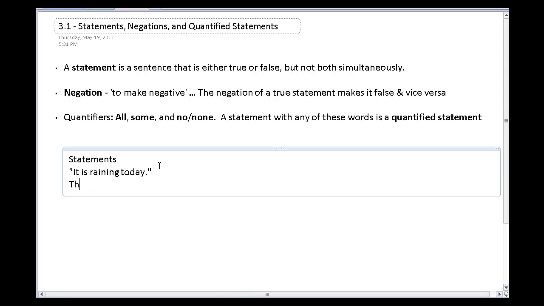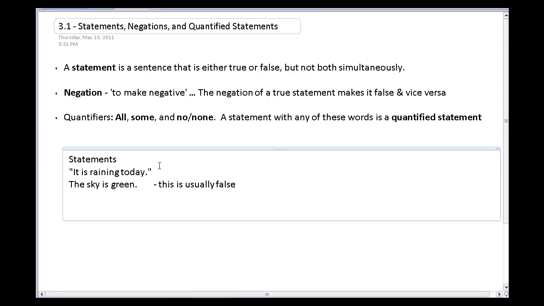Another statement. The sky is green. This one is almost always false. This is usually false, but that's okay. You can determine that it's almost always false, I think. The sky is very rarely green. But it's still a statement. This can be true or false.